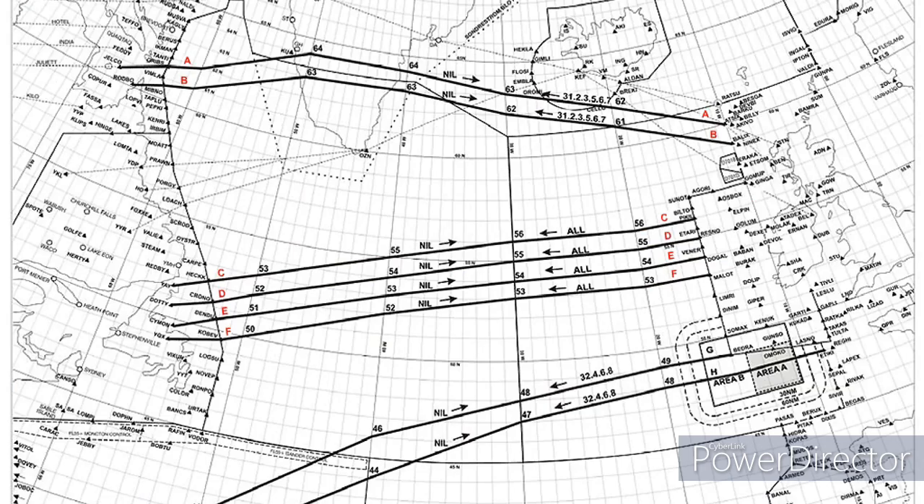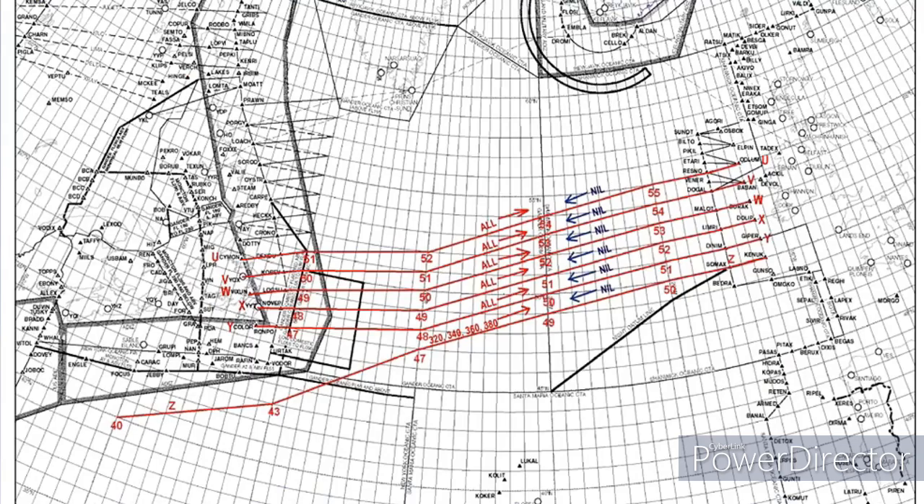Each of the NAT tracks is given a designator. For westbound tracks, the tracks are lettered from A for the most northerly track and sequentially southwards, as shown in the example on the screen. And for the eastbound tracks, they are lettered from Z for the most southerly track, then in reverse alphabetical order going north, as shown in this example of the nighttime NAT tracks.